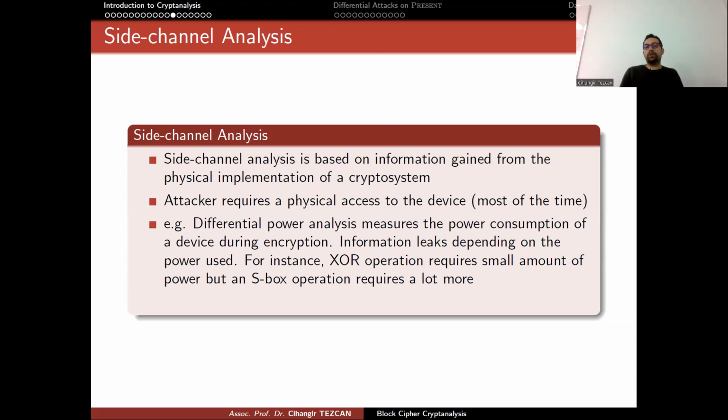Information leaks depending on the power used. For instance, an XOR operation requires a small amount of power, but an SBox operation requires a lot more. And if some operations depend on the secret key bits, for instance, if the secret key bit is 1 and you perform one operation, and if it is 0 you perform a different operation, depending on the difference between these operations, sometimes the amount of power consumption, but sometimes maybe the amount of time they require, you can actually gain information about the secret key bits. That is the whole idea.